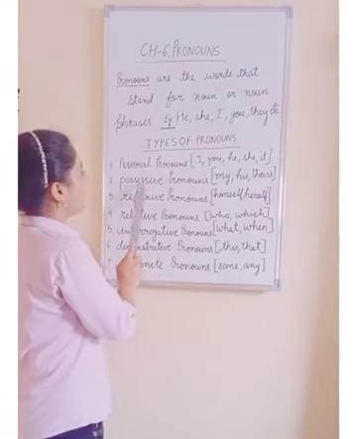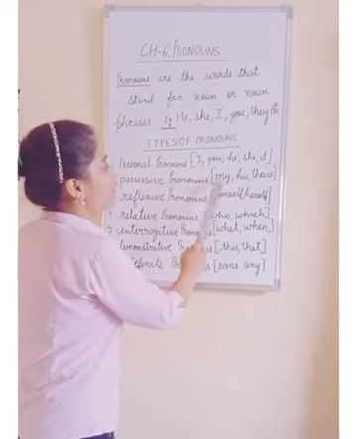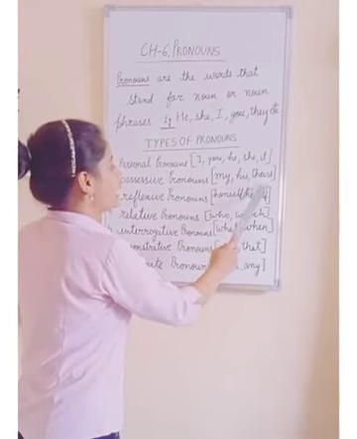Now, the second type of pronouns are possessive pronouns. And what are the examples? My, his, theirs.